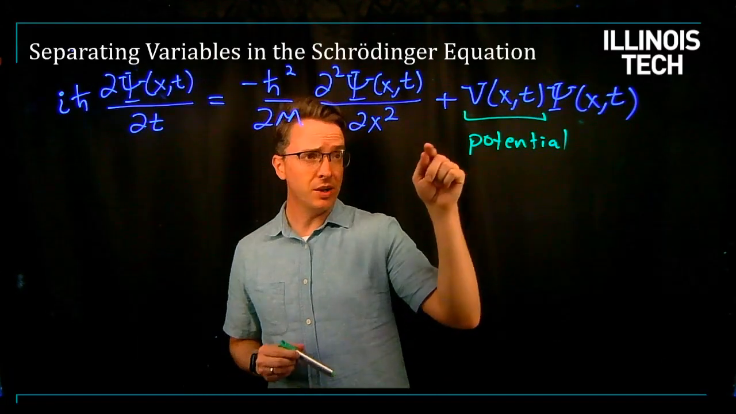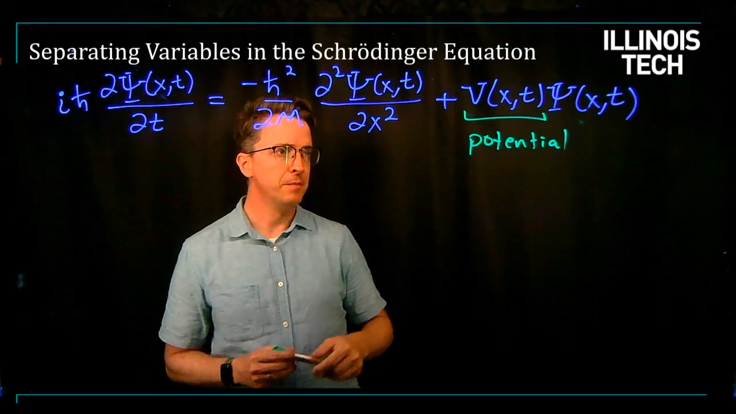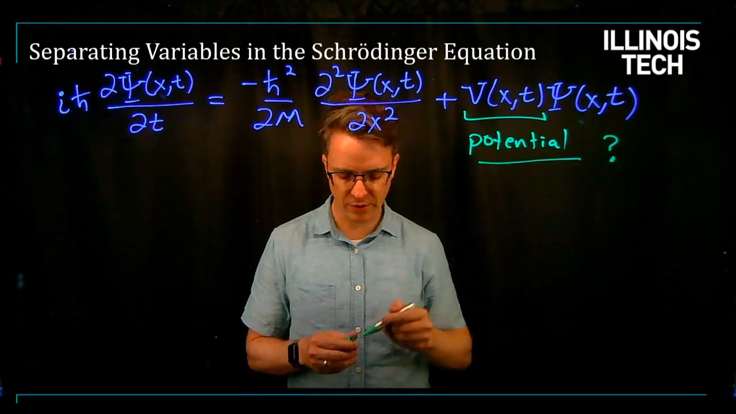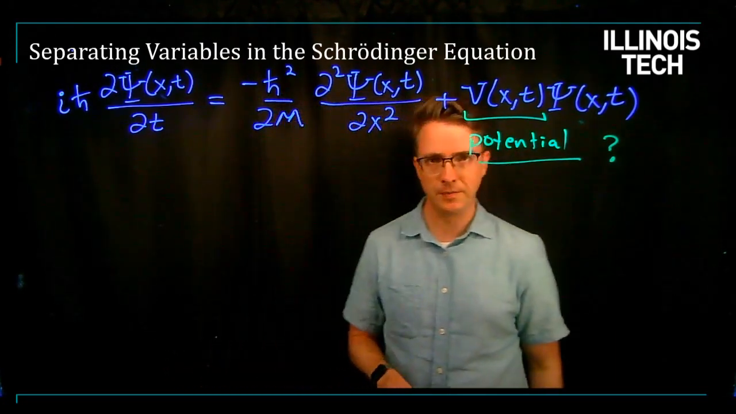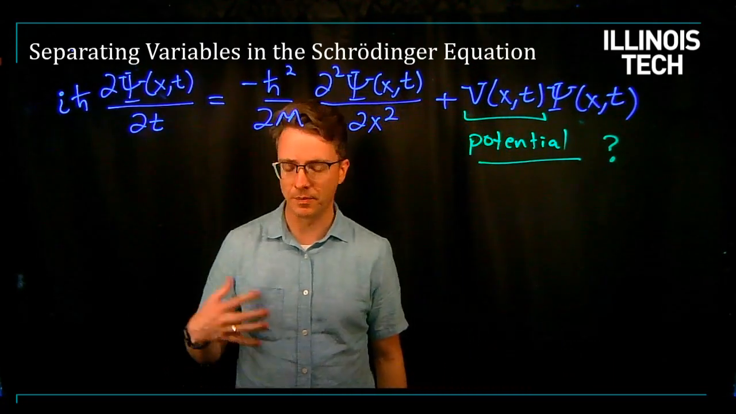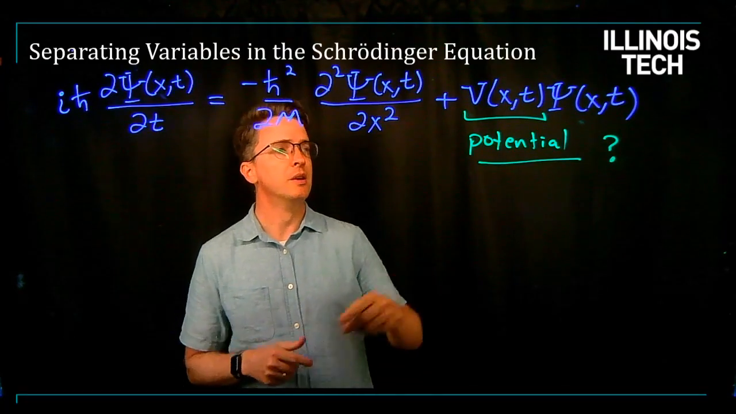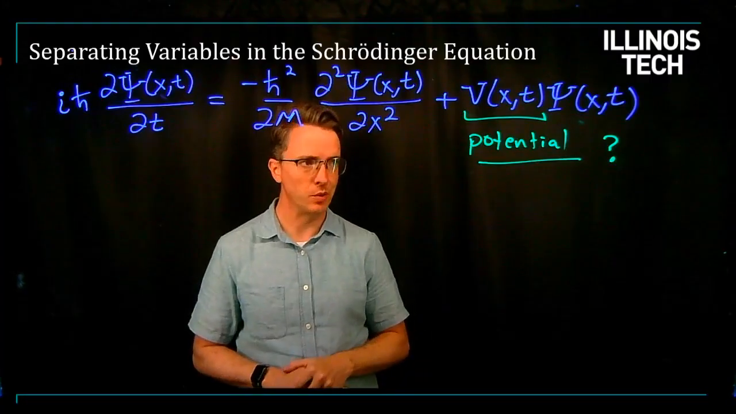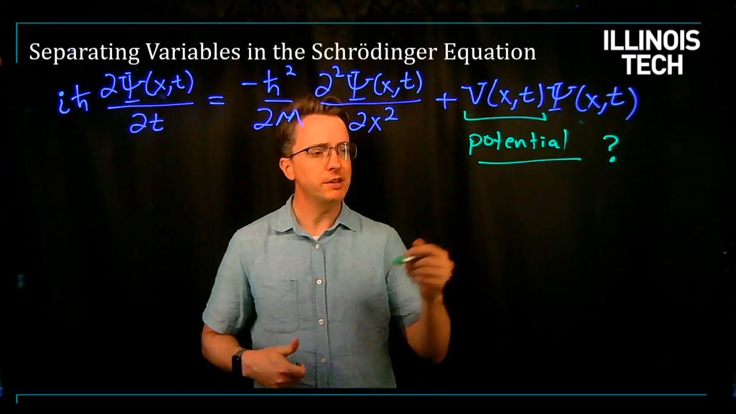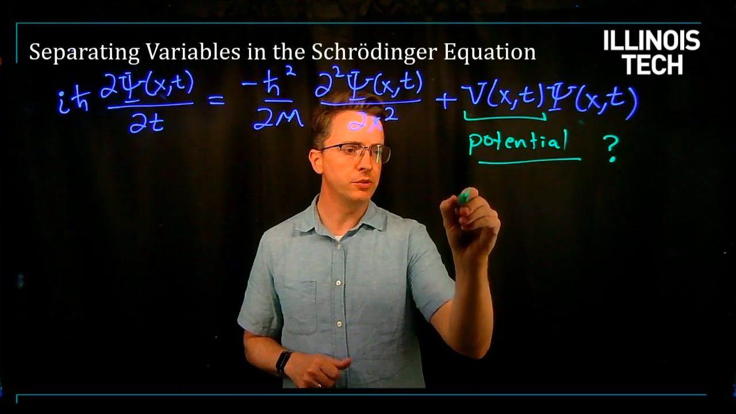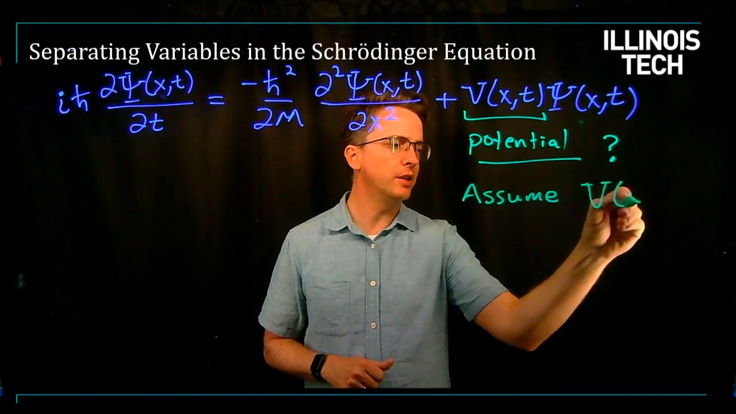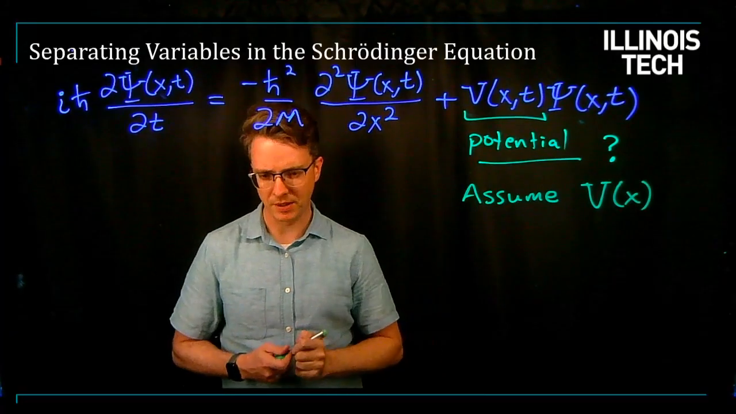The bad news is you can't solve this in general because I need to specify what this potential is. I can't solve it for an arbitrary potential. So a lot of our games in this class are going to be to specify a particular potential and then try to solve this partial differential equation. I'm going to make a simplifying assumption. We're going to assume that the potential V depends only on x. It doesn't depend on time.